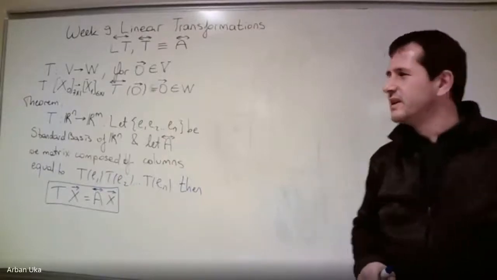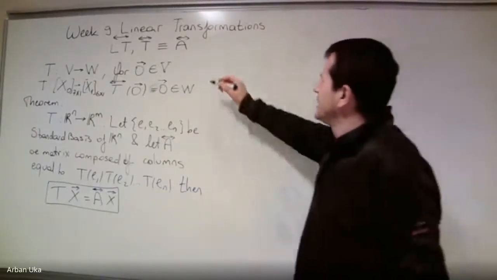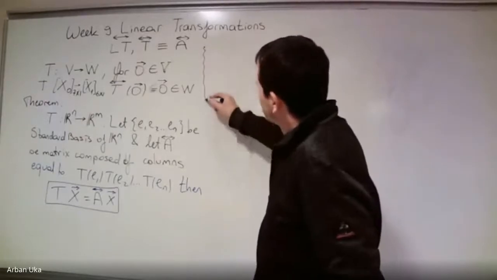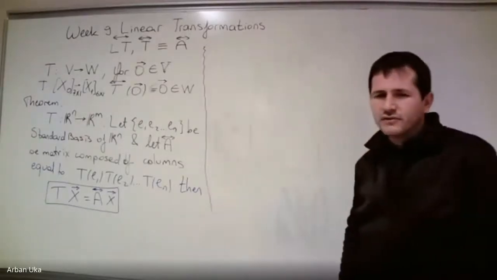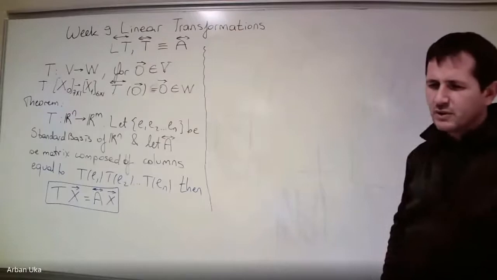So if it is a basis, they should be linearly independent, all of them. And how do we control the linear dependence or independence of a basis? What can we do?